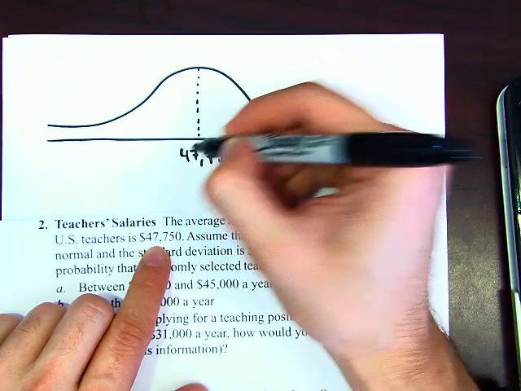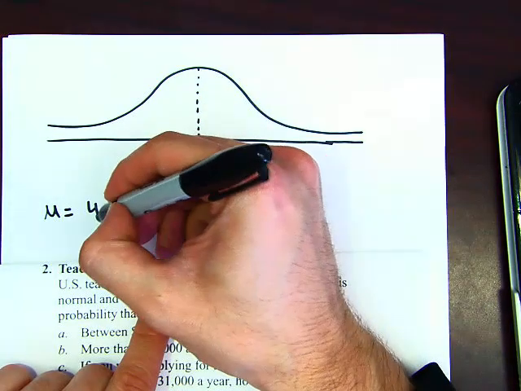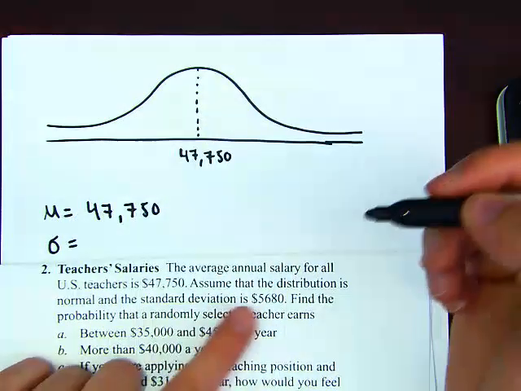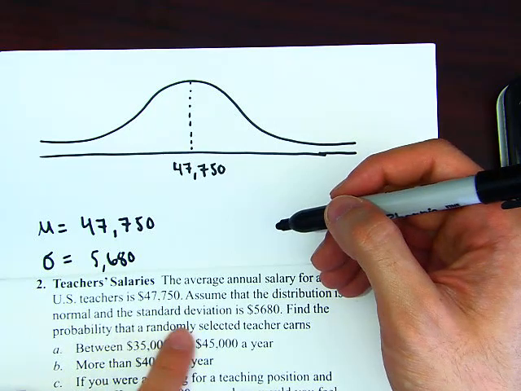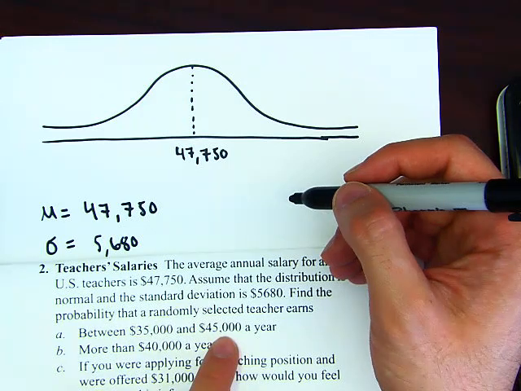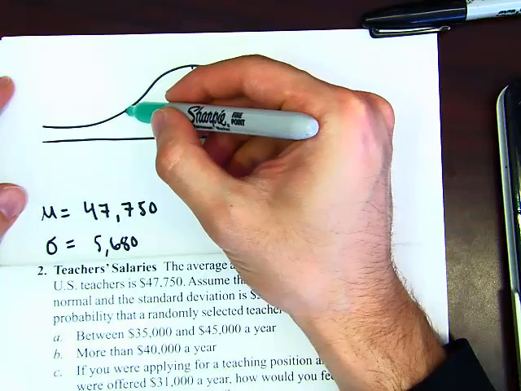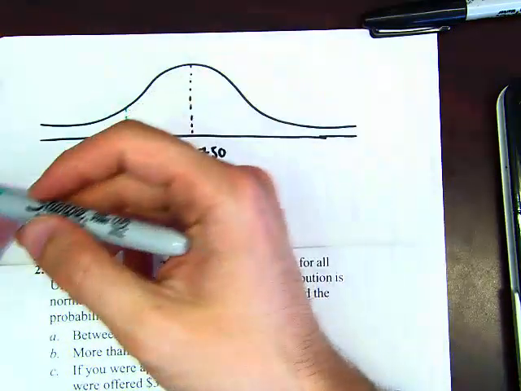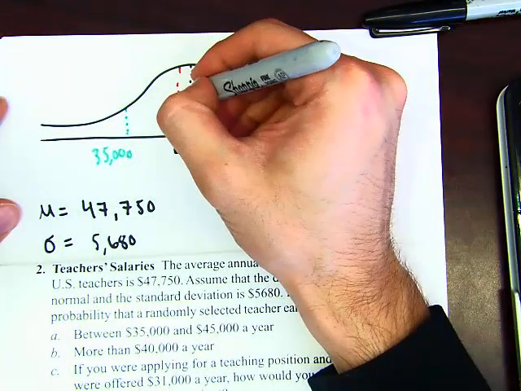The mean is 47,750, right? Let me just write this down. The mean is 47,750. The standard deviation is 5,680. It says find the probability that a randomly selected teacher earns between 35,000 and 45,000. So let's see. Notice that 35,000 has to be here. It has to be to the left of 47,750. And what about the other one? 45,000 is a little bit over here.